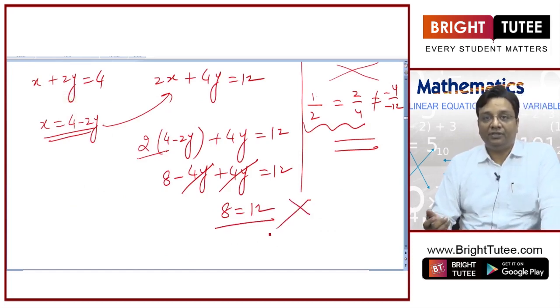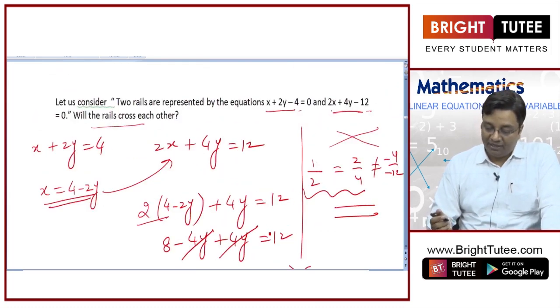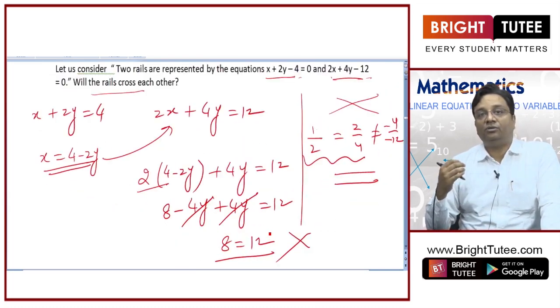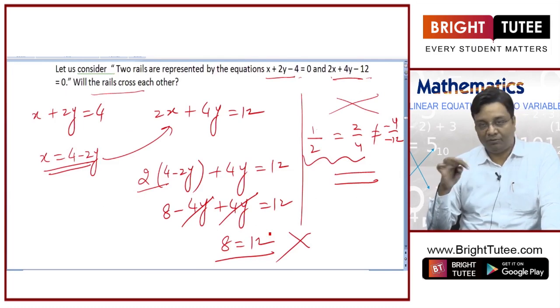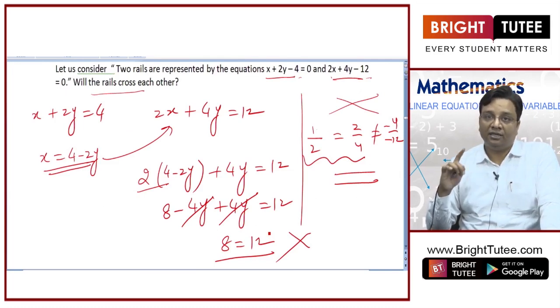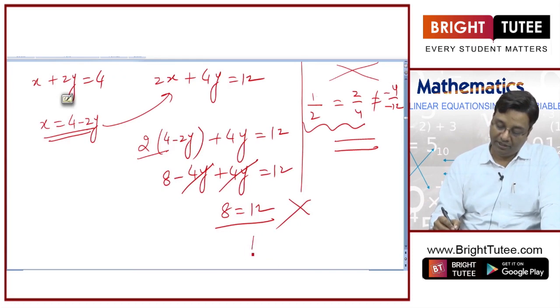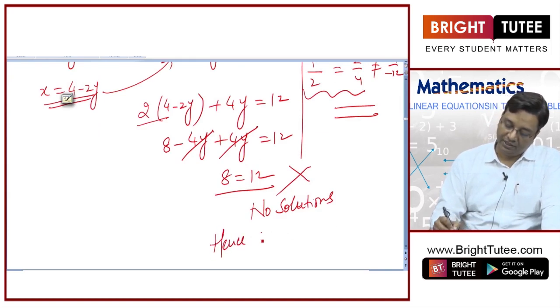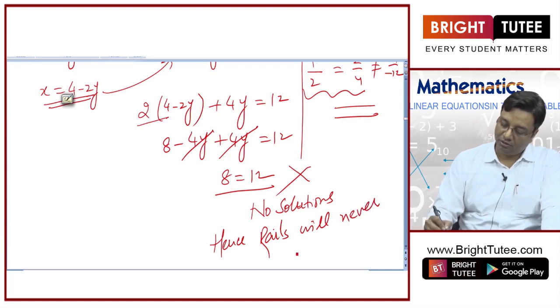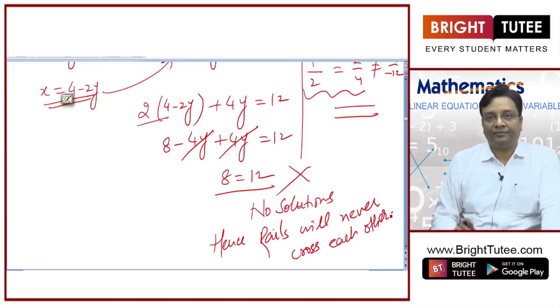Why is it giving us the weird results? Because these lines are parallel and these lines do not have any point of intersection or any common point. Okay, hence these equations will never give you a solution. Okay, so that means no solution. Hence, rails will never cross each other.